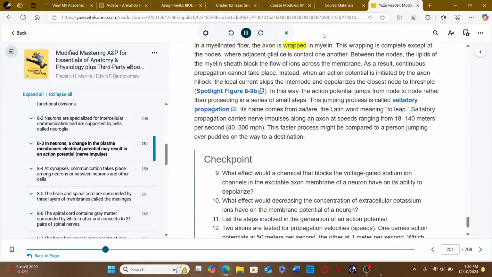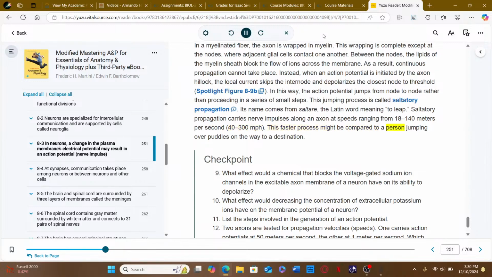In a myelinated fiber, the axon is wrapped in myelin. This wrapping is complete except at the nodes, where adjacent glial cells contact one another. Between the nodes, the lipids of the myelin sheath block the flow of ions across the membrane. As a result, continuous propagation cannot take place. Instead, when an action potential is initiated by the axon hillock, the local current skips the internode and depolarizes the closest node to threshold. Spotlight Figure 8-9B. In this way, the action potential jumps from node to node rather than proceeding in a series of small steps. This jumping process is called saltatory propagation. Its name comes from saltare, the Latin word meaning to leap. Saltatory propagation carries nerve impulses along an axon at speeds ranging from 18 to 140 meters per second, 40 to 300 miles per hour.